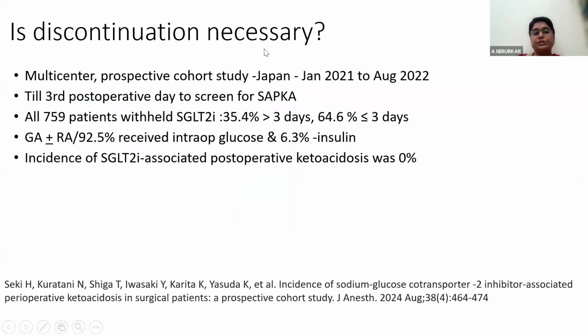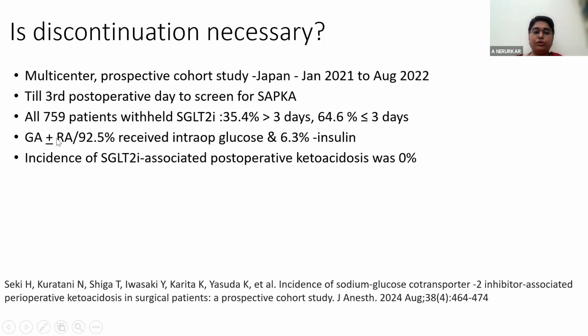But is discontinuation really necessary? So in Japan, they had a study, a prospective cohort study, multi-center, from January 2021 to August 2022. And they screened for SGLT2 associated postoperative ketoacidosis till the third postoperative day. It included 759 patients in whom this was withheld, across a wide range of surgeries: general surgery, ENT, bariatrics, etc. 35% withheld for more than 3 days, while a majority at least had up to 3 days.